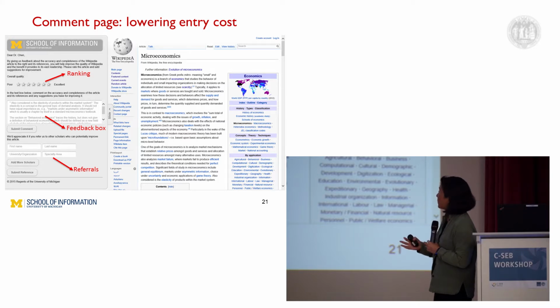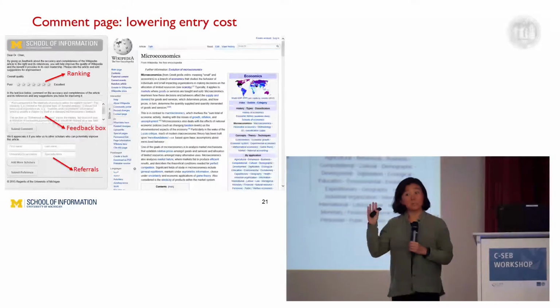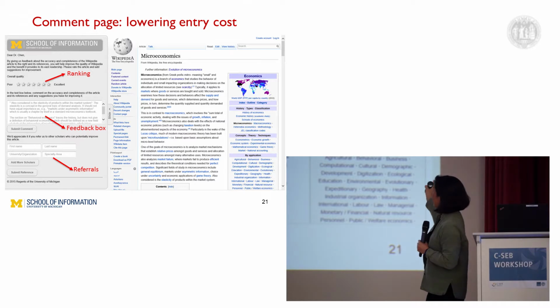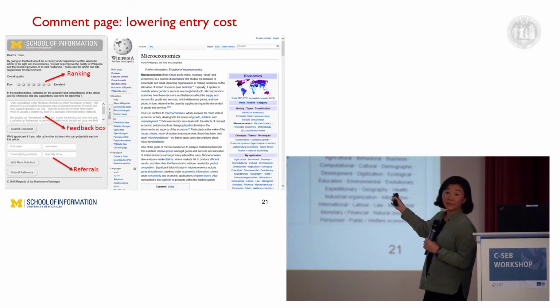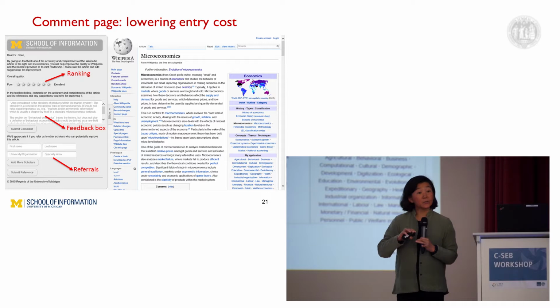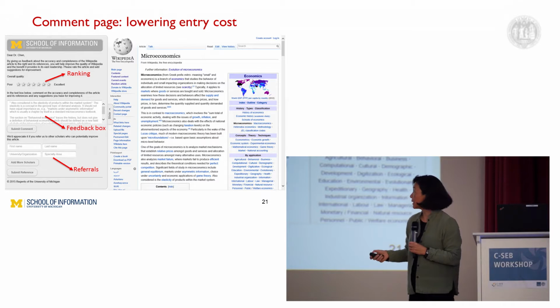And so what happens if you click the link? It's a little bit cut off. So instead of teaching you how to edit Wikipedia articles, this is one of the design features that lowers the cost of entry. Okay, so this is our server. On the right-hand side, you see the Wikipedia article on microeconomics. On the left-hand side, it's all text boxes. So you're asked to rate the quality of the article, and you're asked to write comments. This is the feedback box. As long as you know how to type, you can make your comments. You don't have to know how to edit the wiki, okay?